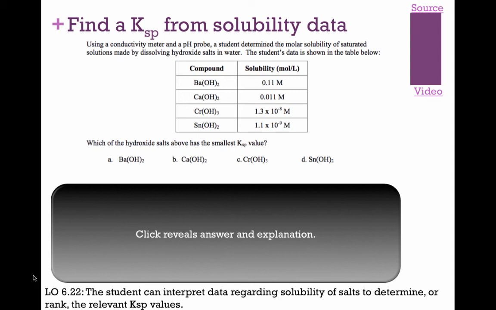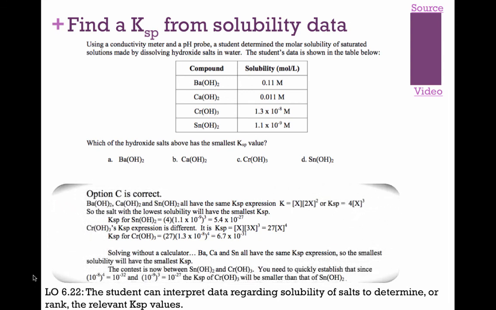This would probably be a free response question because you wouldn't be expected to have to do that for all of these. Okay, so now I'll show you the answer. Just keep in mind, this is what you would do. The biggest thing people miss is forgetting the squares. Write your Ksp expression first.